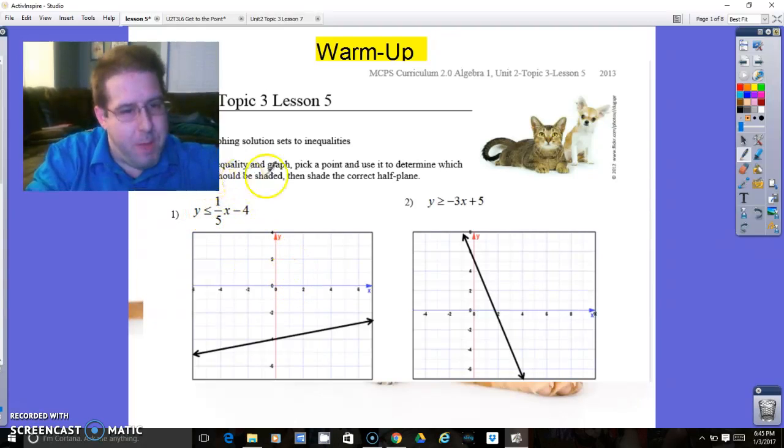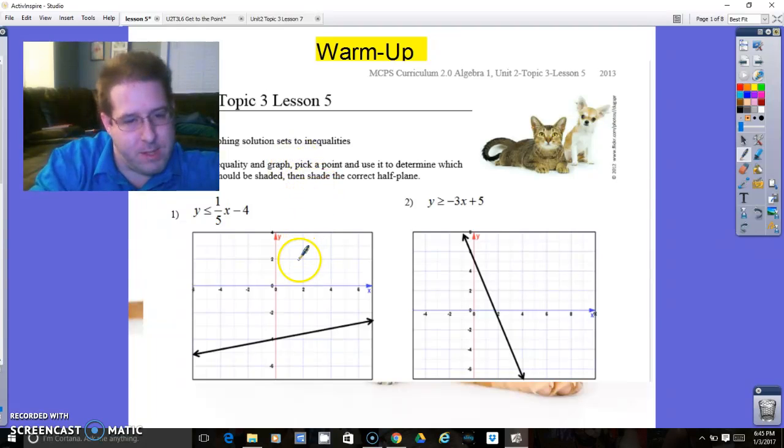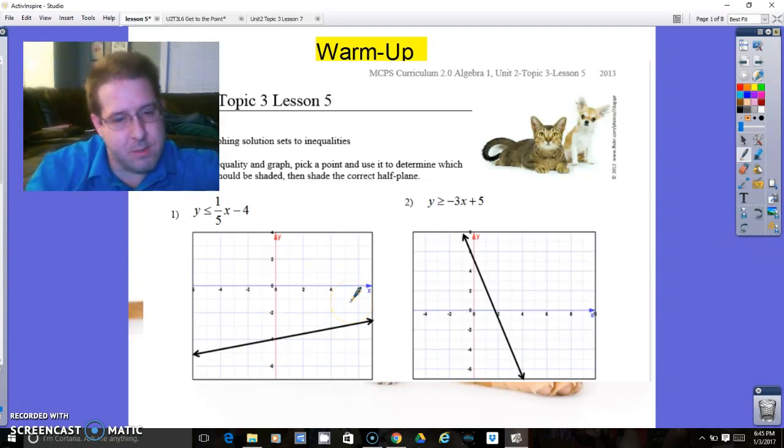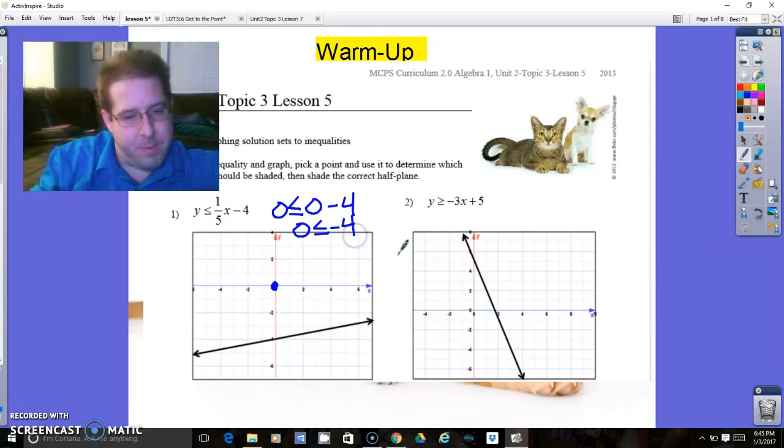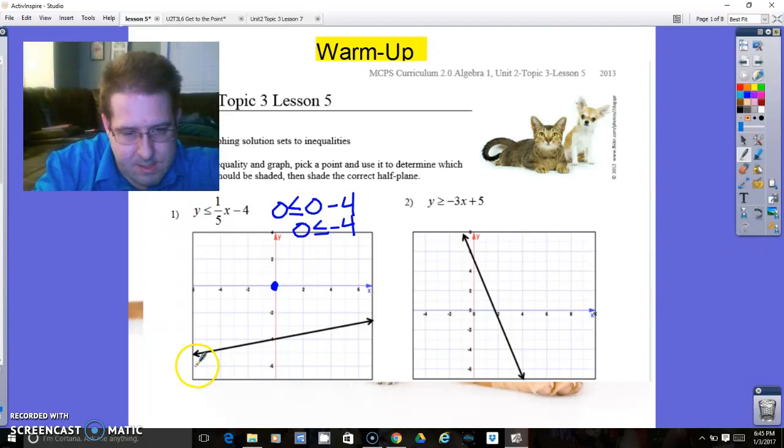So we're supposed to pick a point and then test to make sure that that point is a part of the solution set. Now, I could pick any point on this graph, but the easiest one for me to pick would be 0, 0, because 0, 0 is going to be very simple to solve. If I put 0 in for x and 0 in for y, that means 0 is less than or equal to 1/5 times 0, which is 0, minus 4. Now, is 0 less than or equal to -4? Nope, that is not true, which means 0, 0 is not a solution to this inequality. So if this is not a solution, then we know everything on the opposite side is a solution.